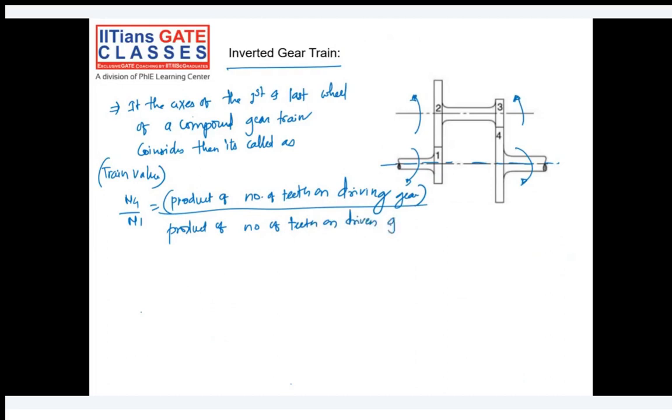Okay, so what is the product of number of teeth on driving gears here? Can you tell me which are all the driving gears in this case? Can anyone tell me, in this 1, 2, 3, 4, which are all the driving gears?